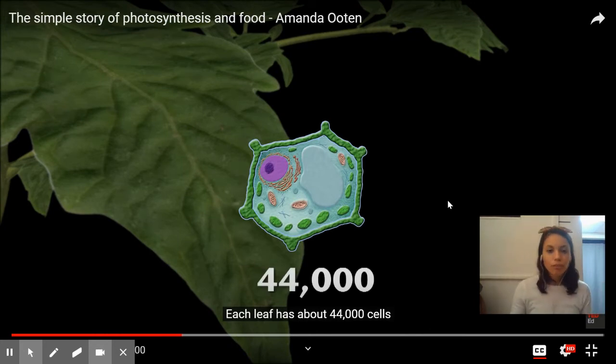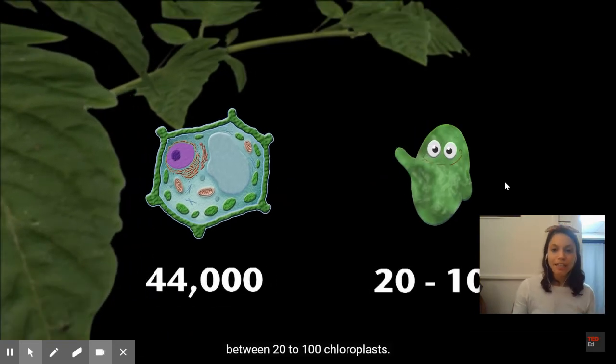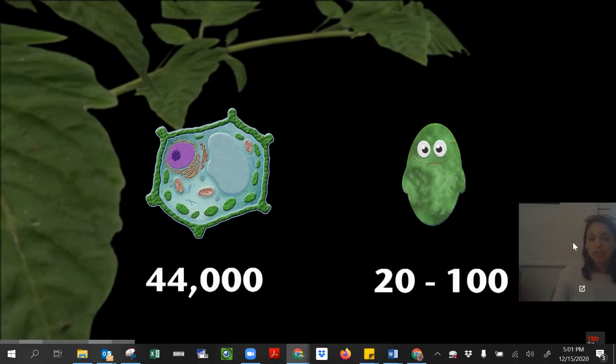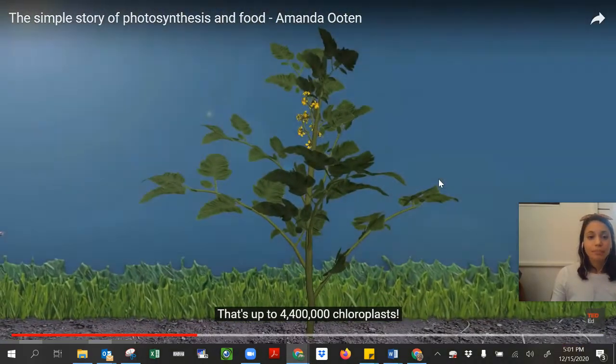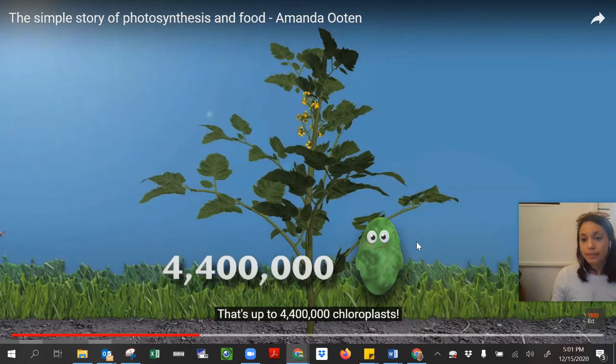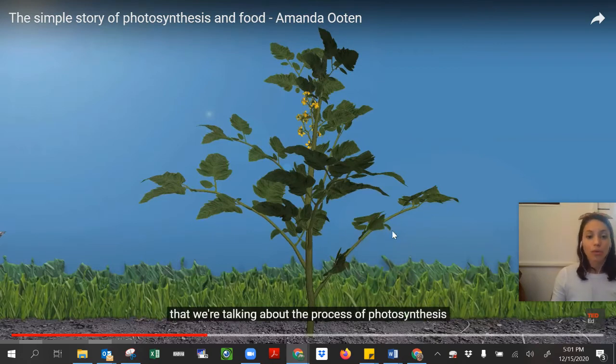This is just extra information about the plant. A small leaf can have 44,000 cells. There's 20 to about 100 of these chloroplasts inside a cell. So if you multiply that, it's about 4 million little chloroplasts in this leaf. That's why it's all green. It has many chloroplasts, so it's all green.